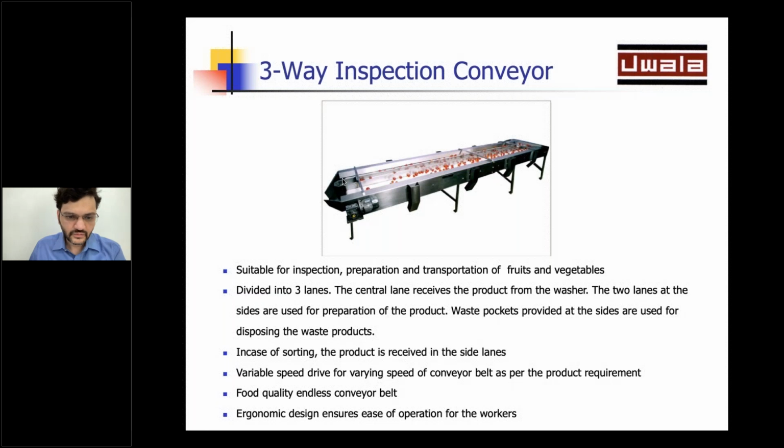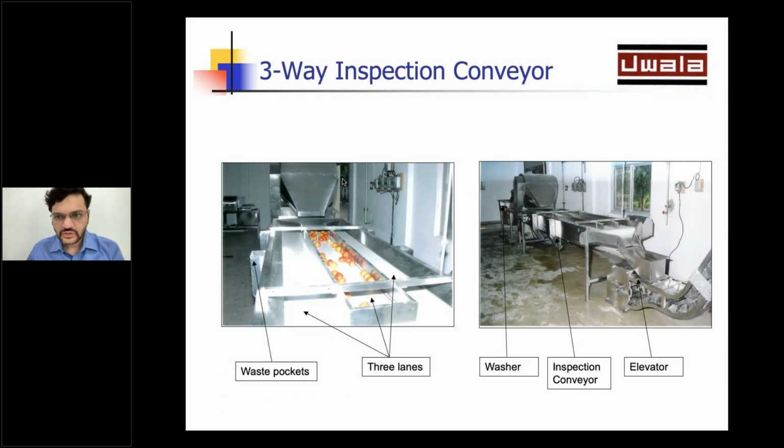So this is how the inspection conveyor looks as part of the line. We see the 3-lane inspection conveyor. We see the 3 lanes here, and we see the waste pockets here. The products are received either in the central lane or in the outer lanes.